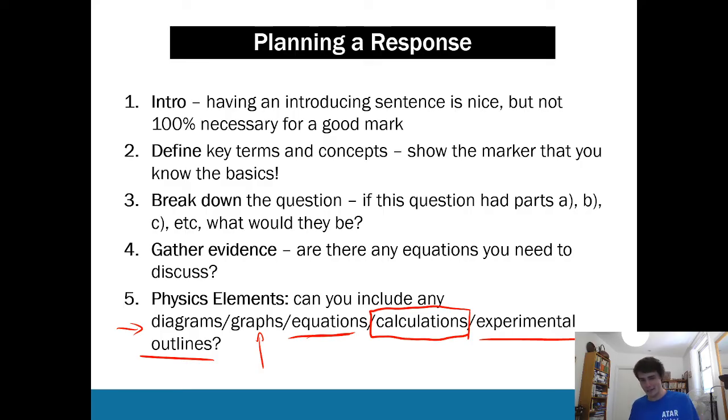So my really, really hot tips here: make sure that you break the question down and see and think, are there any of these elements that I can include in my response that will just elevate it? My reasons for doing this: number one, if I include these elements, I don't have to write as much. Number two, they show the marker that I actually understand really deeply what I'm talking about. I'm not just writing it, I'm also demonstrating that I understand this content quite deeply.